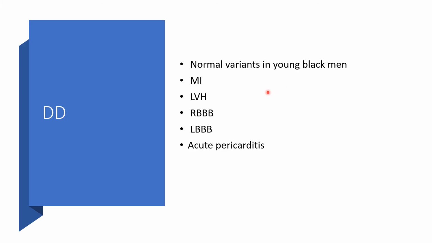The differential diagnosis of the raised ST elevation might be normal variance in young black men. So nothing, just like that. Or in myocarditis, I'll go into details in a bit. Left ventricular hypertrophy, right bundle branch block, left bundle branch block, acute pericarditis.